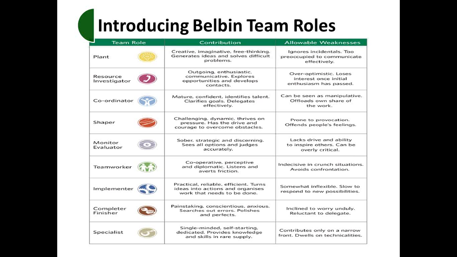The second role is the resource investigator. Outgoing, enthusiastic, communicative, looking for new ideas, principally outside the organization, but can be over-optimistic and lose interest once the initial enthusiasm for a project has passed. You will see, by the way, for those of you not familiar with the system, that each particular role has a little symbol. The plant has a light bulb, and the resource investigator has a phone, and that phone indicates their connection to the outside world. The third role is the coordinator, and the symbol here is a conductor.